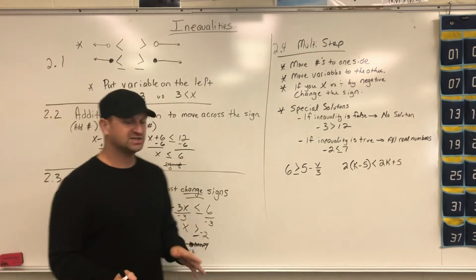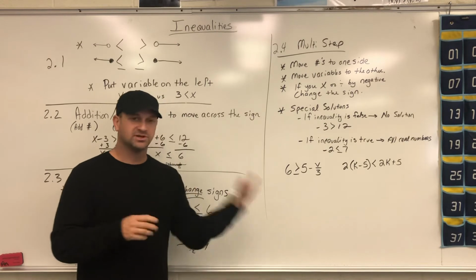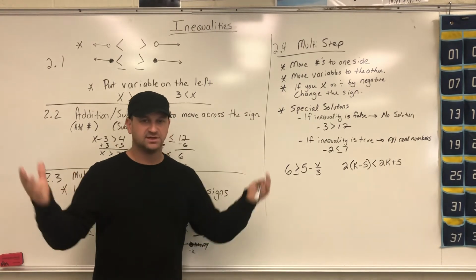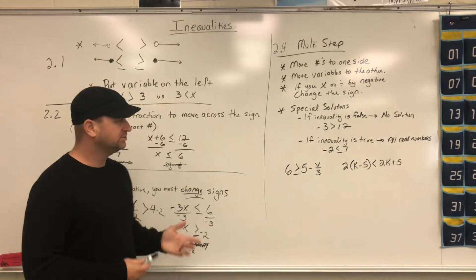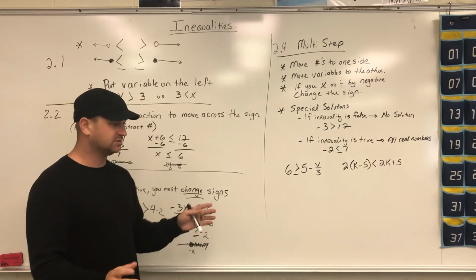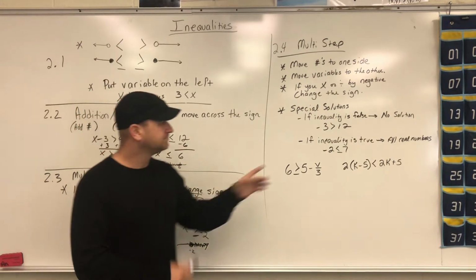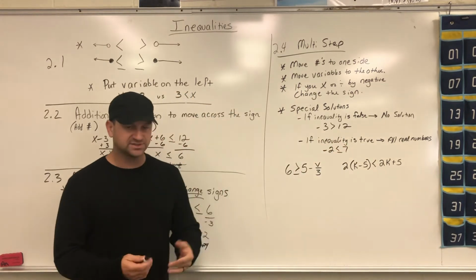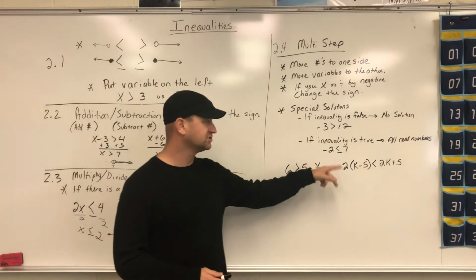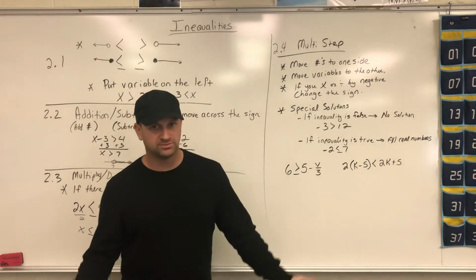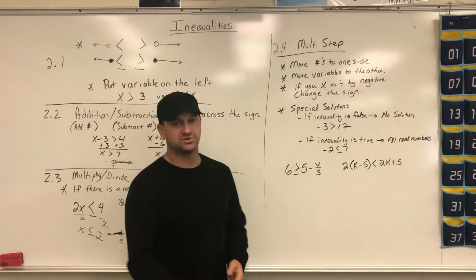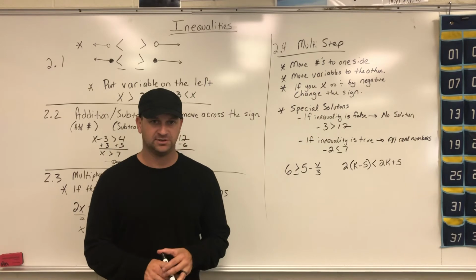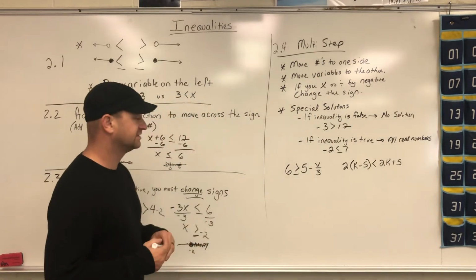Okay, and then there's special solutions. Because we may have variables on both sides, they may cancel out. And so what we have to do is, if everything cancels out, which we'll do an example of in a minute, if the remaining solution is false, it's no solution. If the remaining solution is true, it's all real numbers. So every real number is a solution to that inequality. Okay, so let's take a look at this example here.